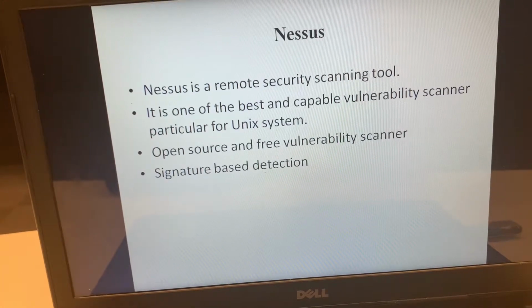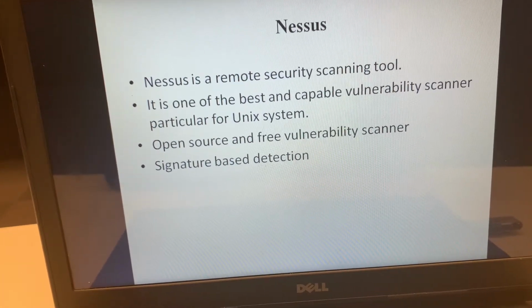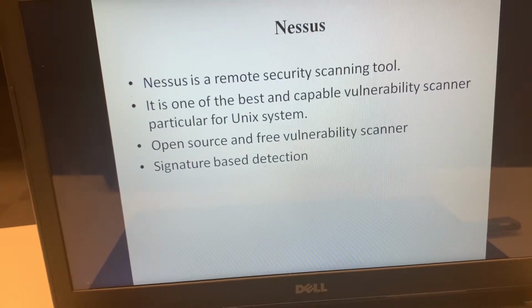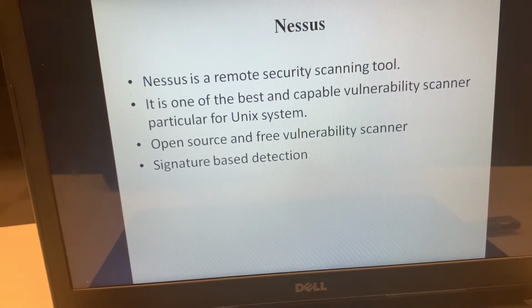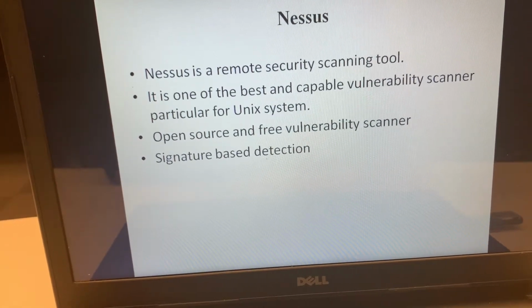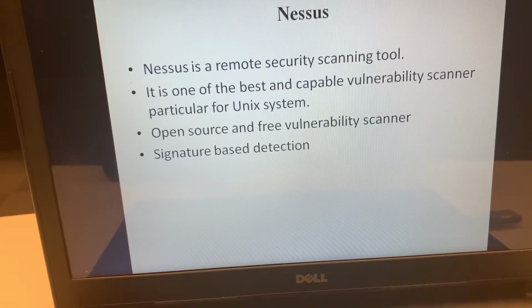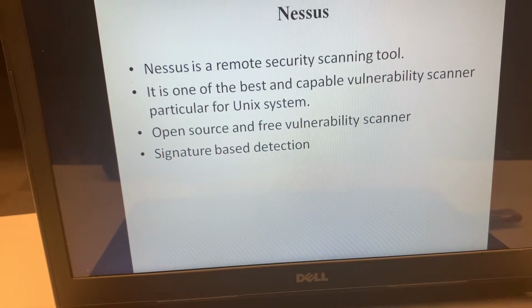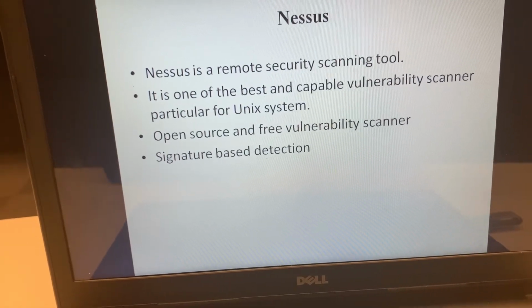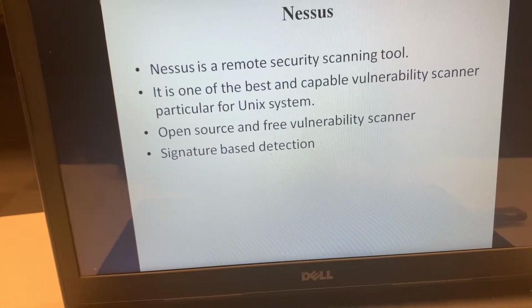Nessus is a remote security scanning tool, and it is one of the best and most capable vulnerability scanners, particularly used for Unix systems. Moreover, it is an open source and free vulnerability scanner, as we can download it from the internet without paying any cost, and it is also signature based detection.